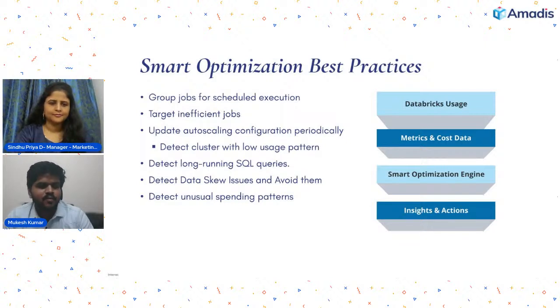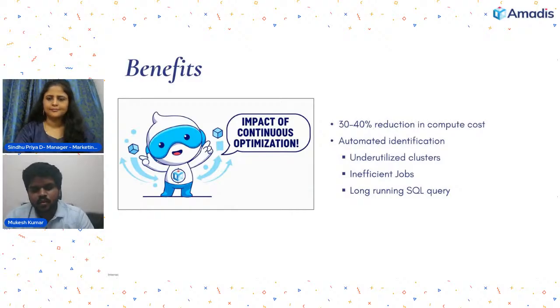Next slide, Sindhu. So by continuously optimizing and applying these continuous optimizations, we were able to reduce the cost very drastically. We achieved a 30 to 40% reduction in the compute cost, and we also have set up automated identification for underutilized clusters, inefficient jobs, and long-running queries. So these are the things that can be achieved.